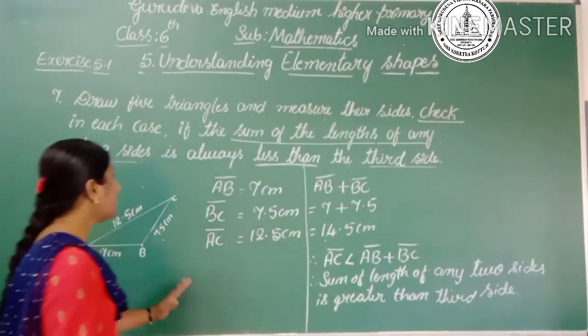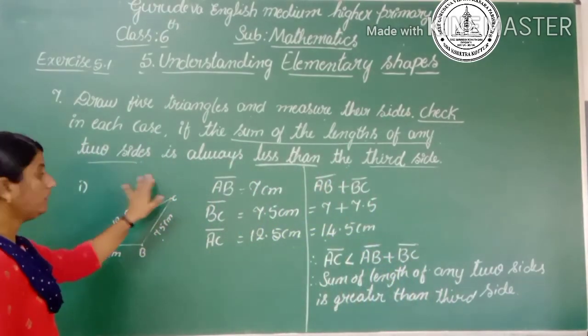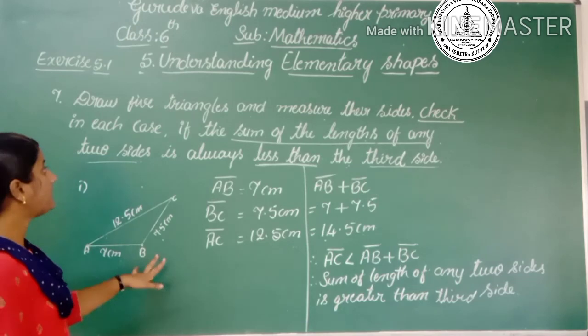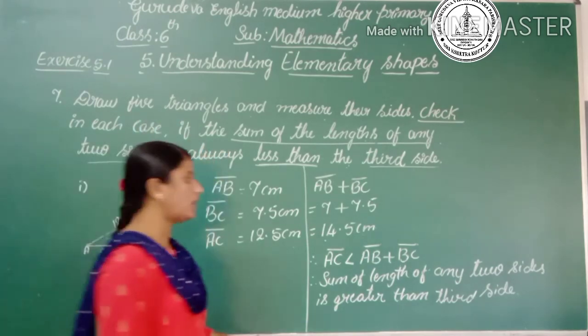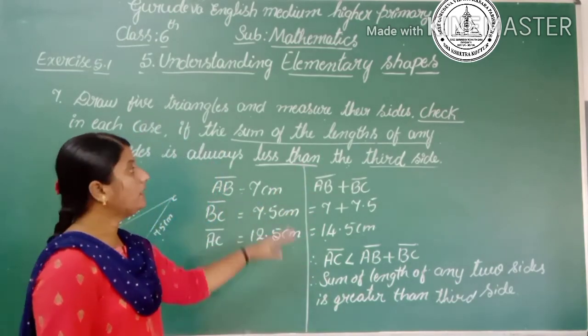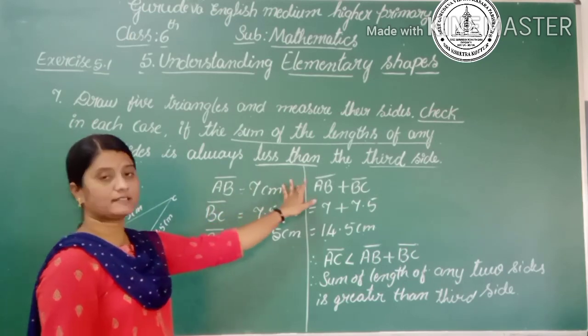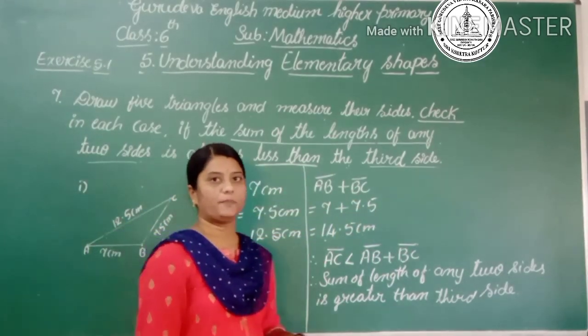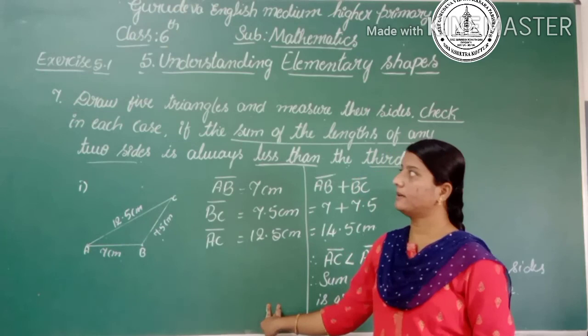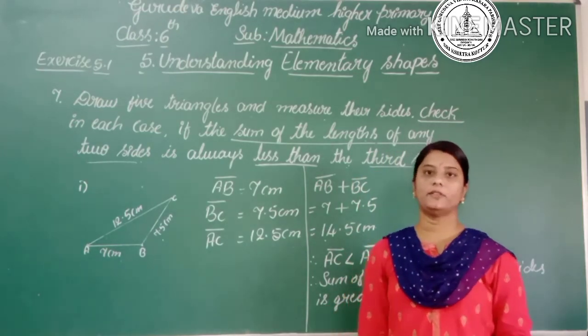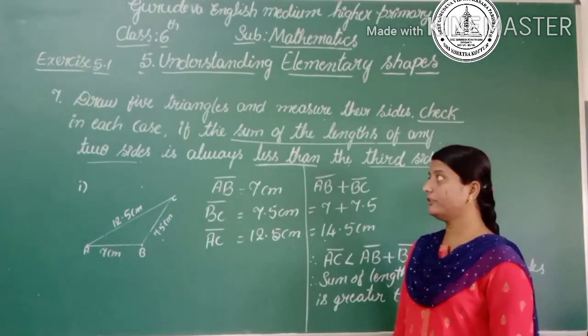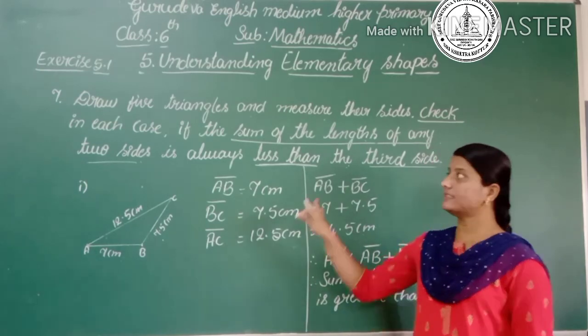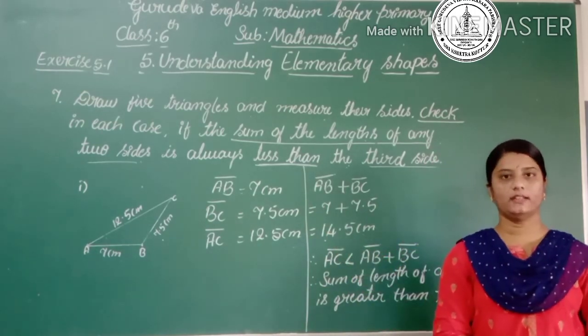Okay, so here I showed one example. The rest of the four triangles you have to draw and measure, and check in each case whether the sum is greater than the third side or not. Okay, so up to here I have completed exercise 5.1. In the next class we are going to learn about angles, that is, right or straight. Okay, thank you.